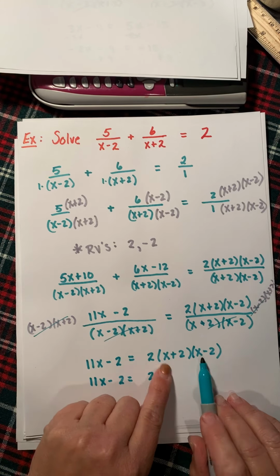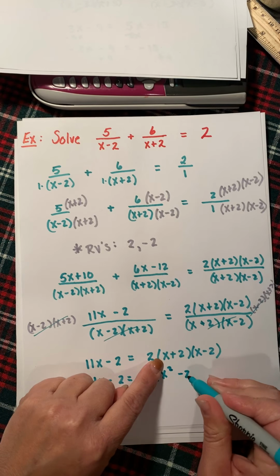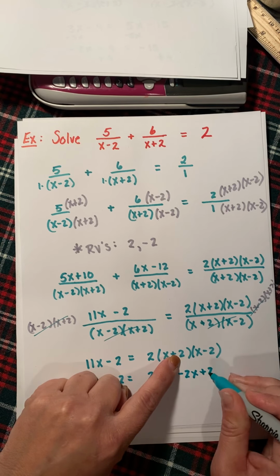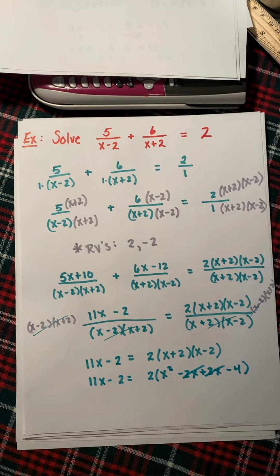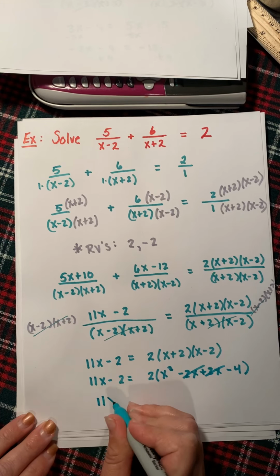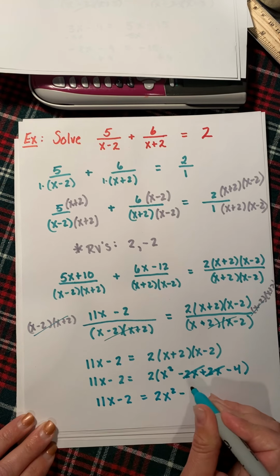The product of the firsts is x squared. The outers is minus 2x. The inners is plus 2x. And the minus 4. So those just cancel. So that's really just 2 times x squared minus 4. So we're at 11x minus 2 equals 2x squared minus 8.